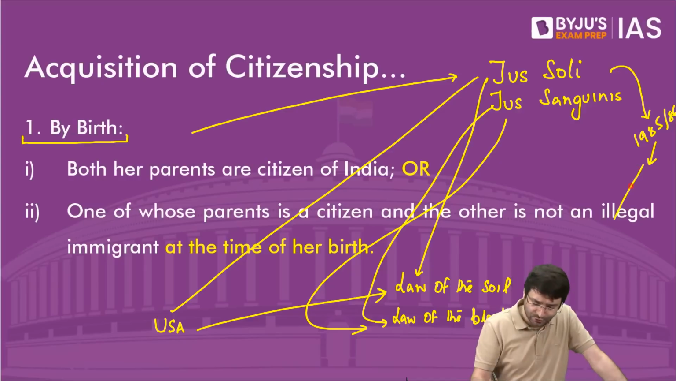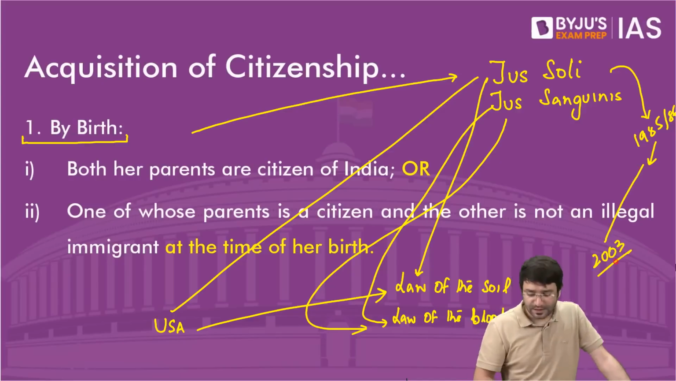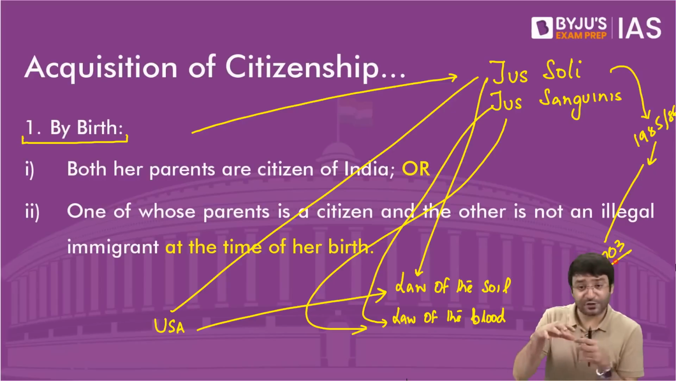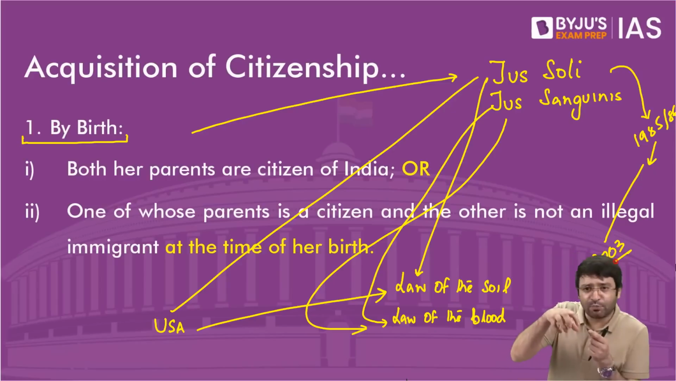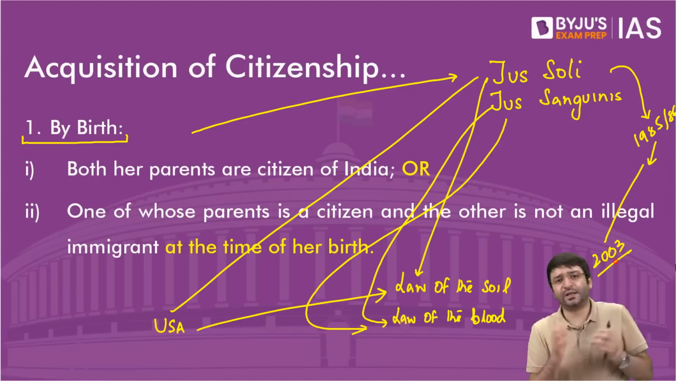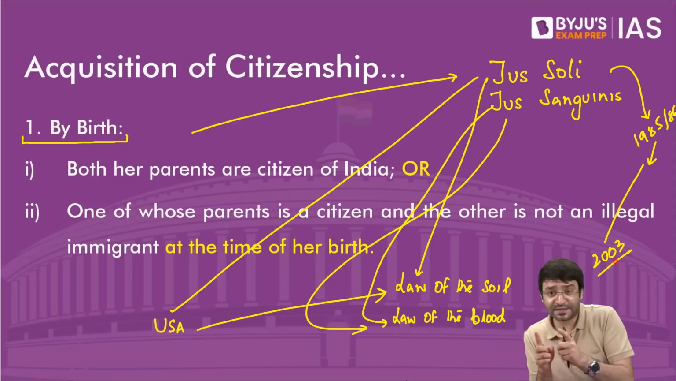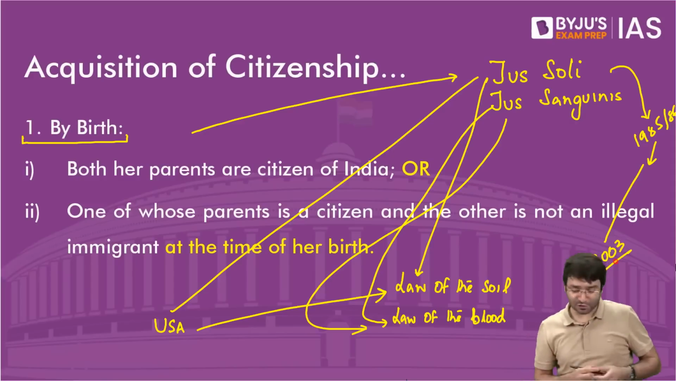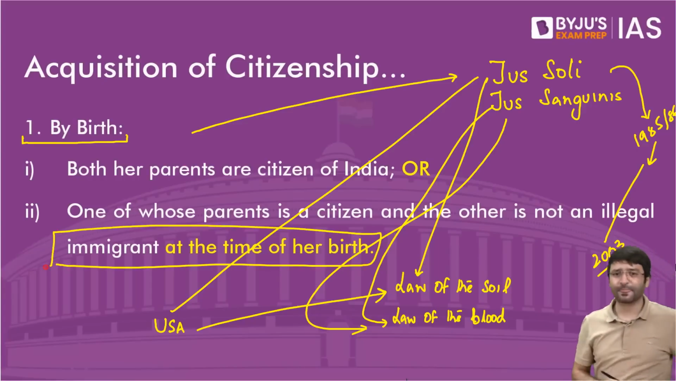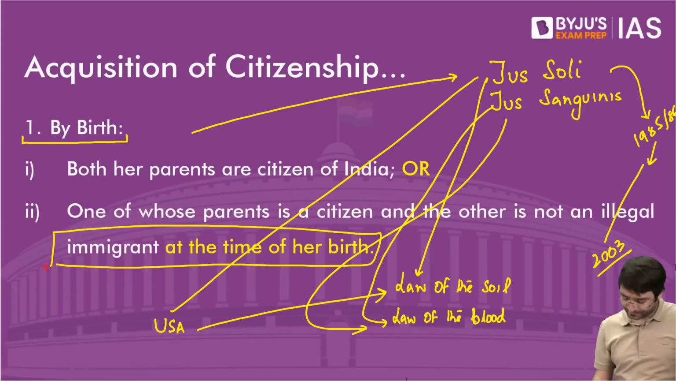Then this continued till 2003, and the law was amended again. Now the law said, a child born on the soil of India, which is the situation today, would become an Indian if both the parents are Indians. If one of the parents is an Indian, the child is an Indian. If one parent is an Indian and the other parent is not an illegal migrant at the time of the child's birth, the child is an Indian. Now, who is an illegal migrant?